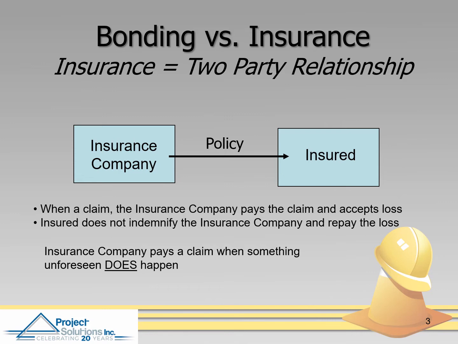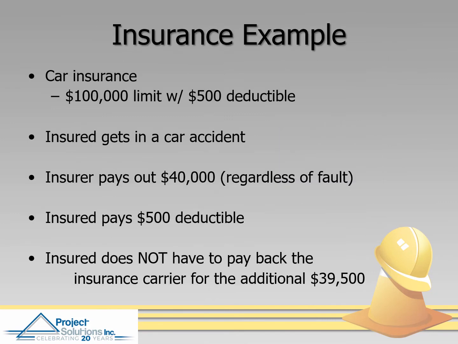So that's insurance. And let's talk about a car, for example. If you get in a car wreck and you have a $40,000 car and a $500 deductible, you wreck the car, the insurance company will pay out the $39,500 regardless of fault. The insured, you, the owner, pays a $500 deductible, and the insured does not have to pay back the insurance carrier for the additional $39,500. That's how insurance works.